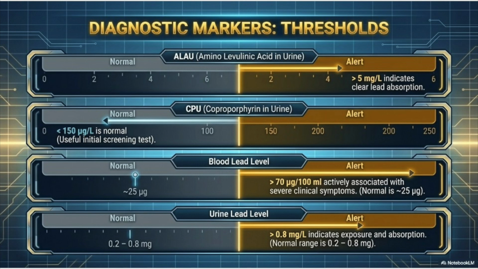The diagnosis of lead poisoning is confirmed by laboratory investigations. Blood lead level is the most reliable indicator of recent exposure. Additional investigations include complete blood count, peripheral smear, urinary delta aminolevulinic acid, zinc protoporphyrin levels, renal function tests, liver function tests, and radiological examination when indicated. Regular biological monitoring is recommended for workers with occupational exposure.